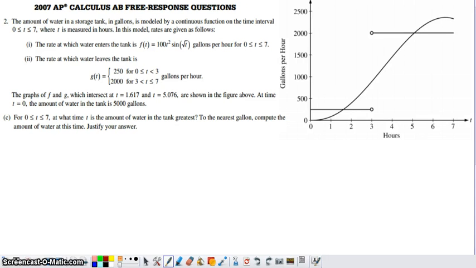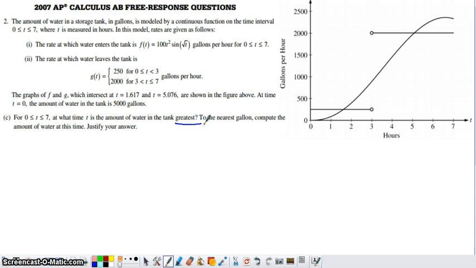So this is part C, the last part of 2007, number 2, which requires the use of a graphing calculator. What we're asked to do in part C is find when the amount of water in the tank is the greatest, then compute the amount of water at that time, and then justify our answer. If we want to know when the water level is greatest, that should hopefully tell you we're looking for an absolute max.